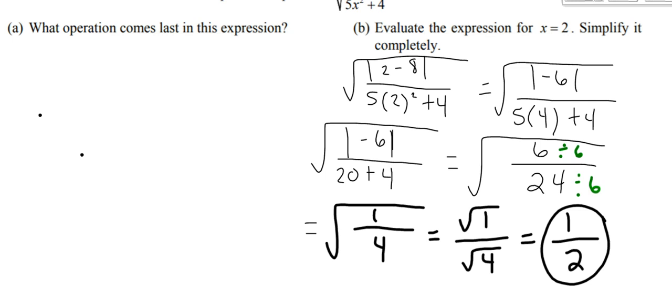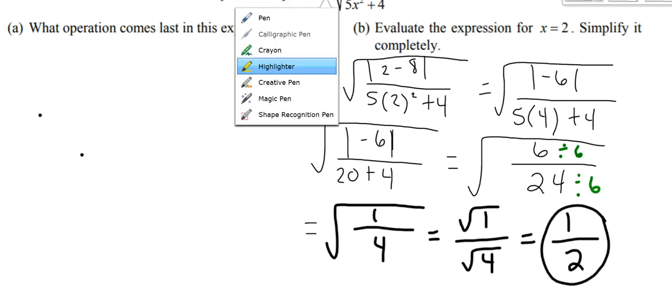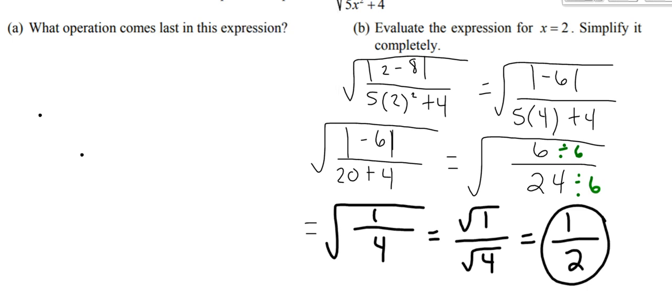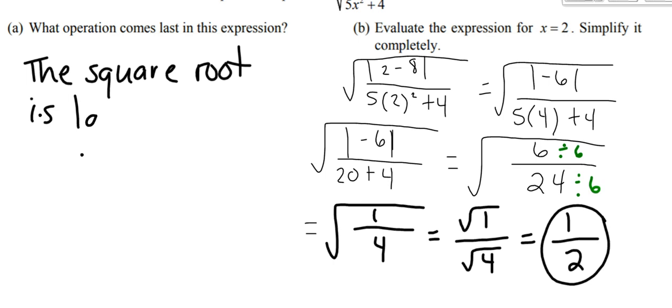Well, let's rewind back to part A. It says, what operation comes last in this expression? Well, looking at my answer, the last thing that I did before my answer was I had to take the square root of all of this. So for part A, the square root is last.